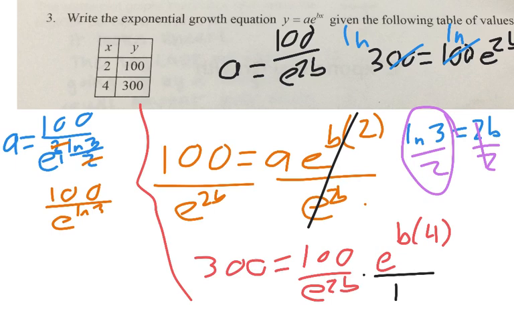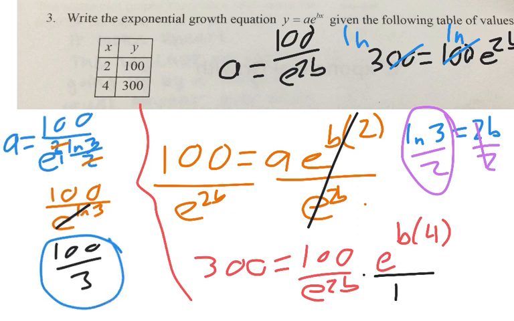So I know when I have e raised to the natural log of 3, the e and the natural log cancel, and it's left with just the 3. Left with just the argument. I don't have to do these steps anymore. I can go straight from here to here. But this is the why. So now I know A, and I found B.